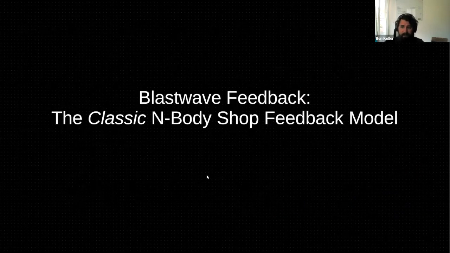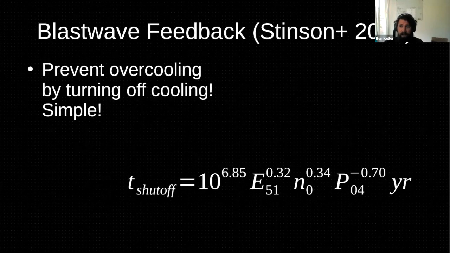The classic approach that's been taken in N-body shop codes, Gasoline and ChaNGa, has been using the Blastwave feedback model. This was a model developed by Greg Stinson, and it attacks the problem directly. If you're cooling too much, simply shut off the cooling where it's a problem. You can calculate that cooling shutoff using some classic equations from the McKee-Ostriker 77 ISM paper to determine how long you should shut that cooling off for.